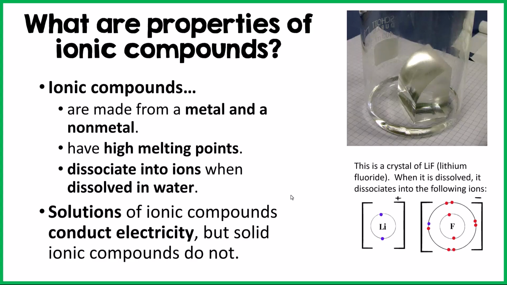So here's an example. This is a crystal of lithium fluoride, and when it is dissolved, it dissociates into the following ions: a positive lithium ion and a negative fluorine ion, because the lithium has given up an electron to the fluorine atom. So this liquid would conduct electricity because these charged ions are able to conduct electricity, but the uncharged crystal lattice of the solid ionic compound is not able to.